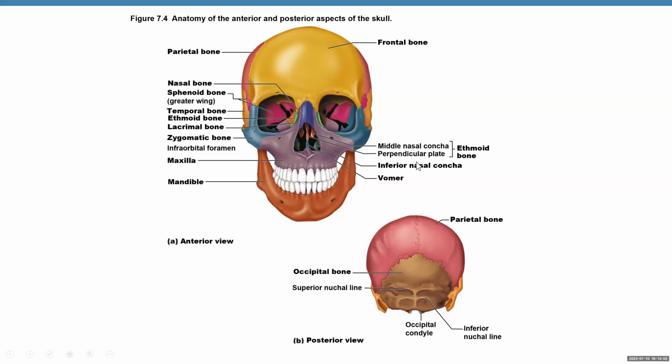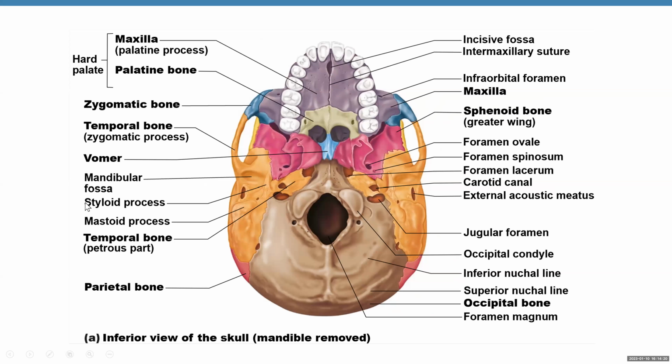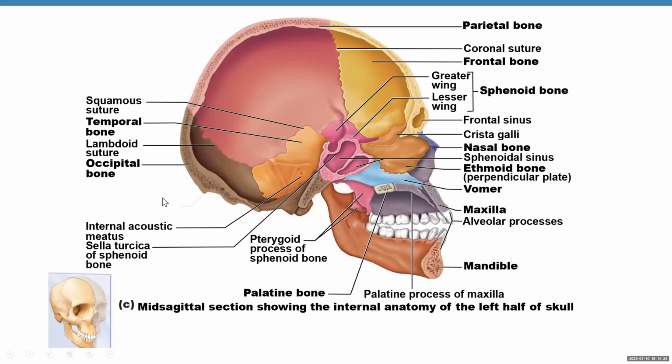On the picture below, you can see the skull from the posterior view. So anterior view and posterior view here. On the next one, you will see the lateral view, inferior view with mandible removed, and mid-sagittal section showing the internal anatomy of the left half of the skull.